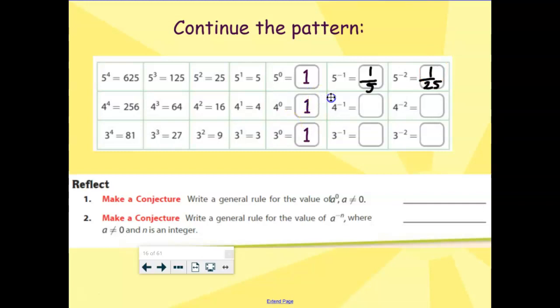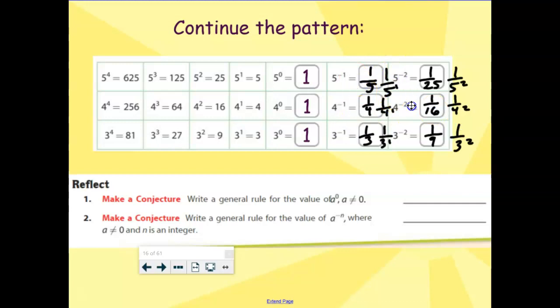Same with 4. What is 1 divided by 4? Well, that's 1/4. And what would happen if we divided that by 4 as well? We would get 1/16. With the 3s, 1 divided by 3 is 1/3. Then we take the third and divide it by 3 and we get 1/9. Another way we can write these is as 1/5 to the 1st power and 1/5 to the 2nd power, 1/4 to the 1st power, 1/4 to the 2nd power, 1/3 to the 1st power, 1/3 to the 2nd power.